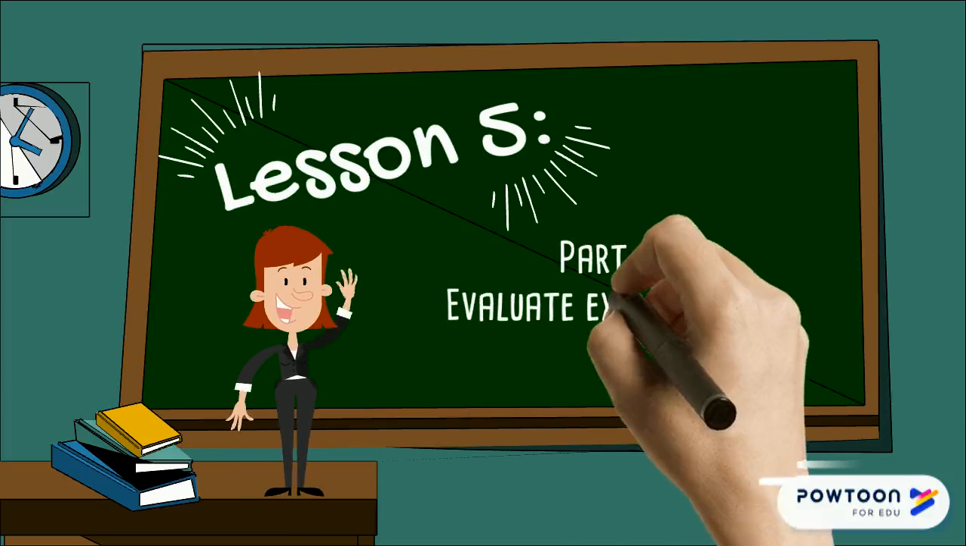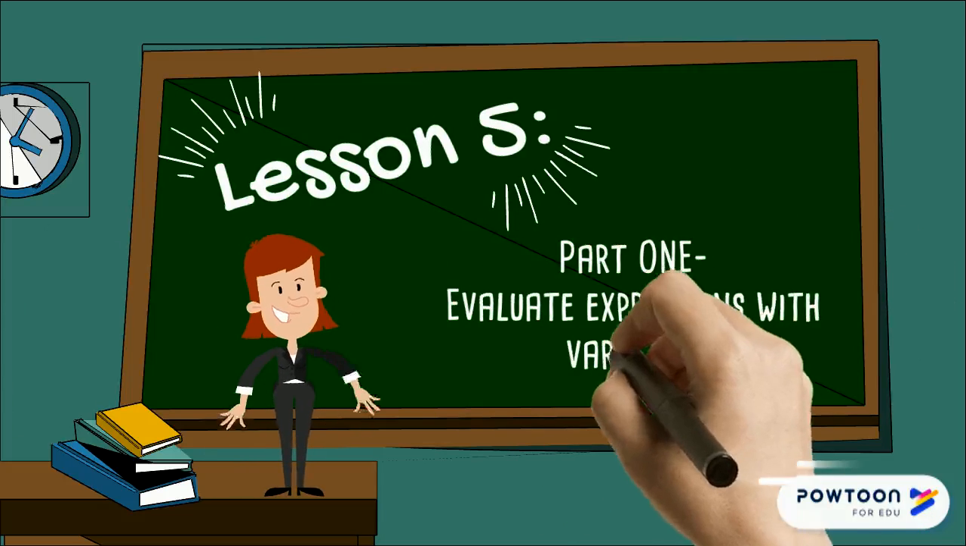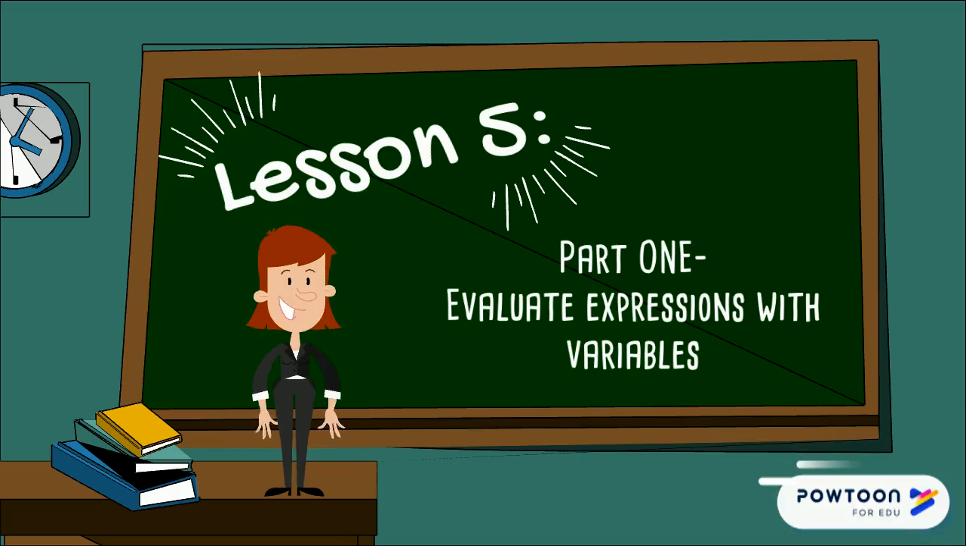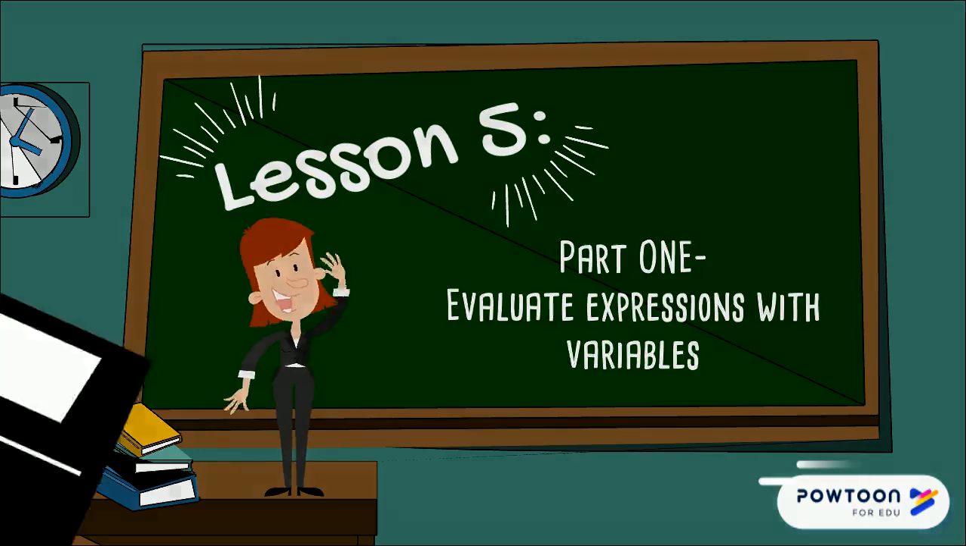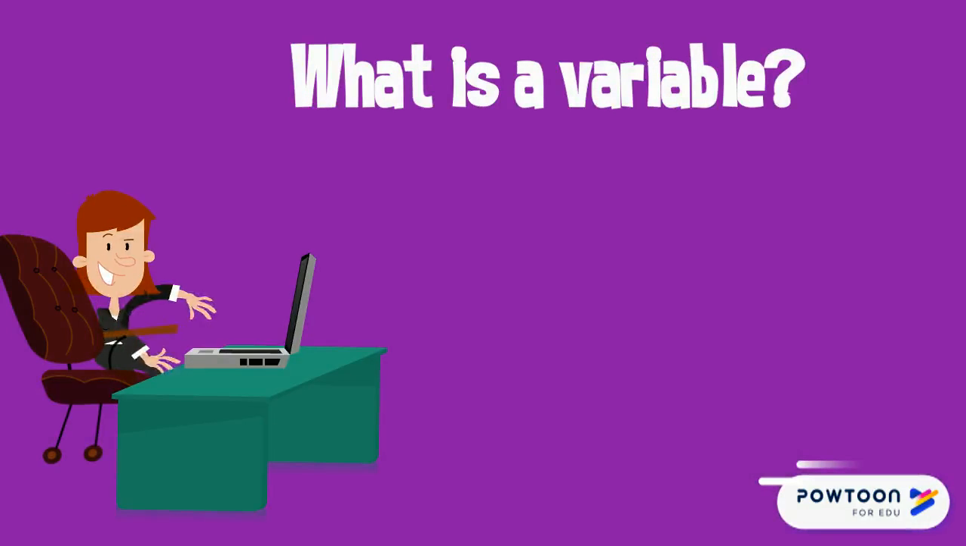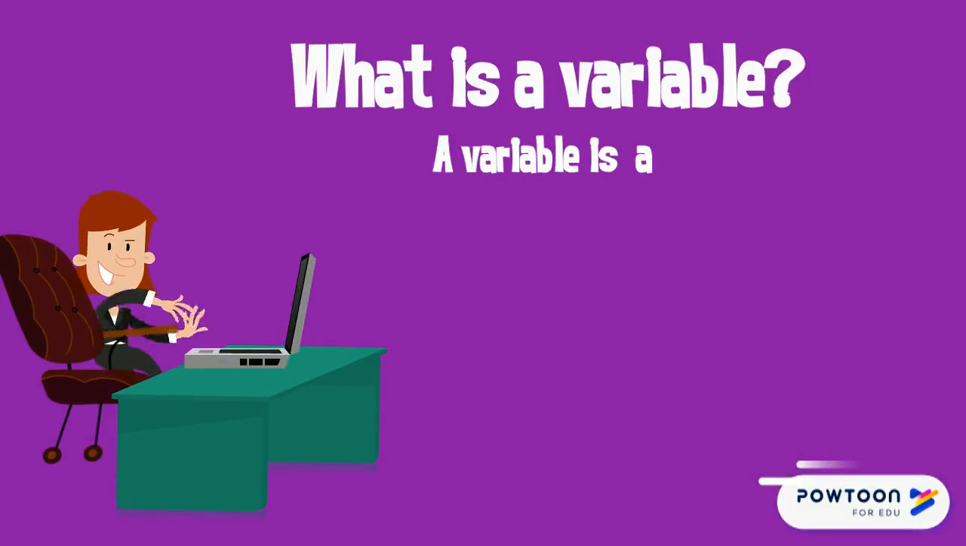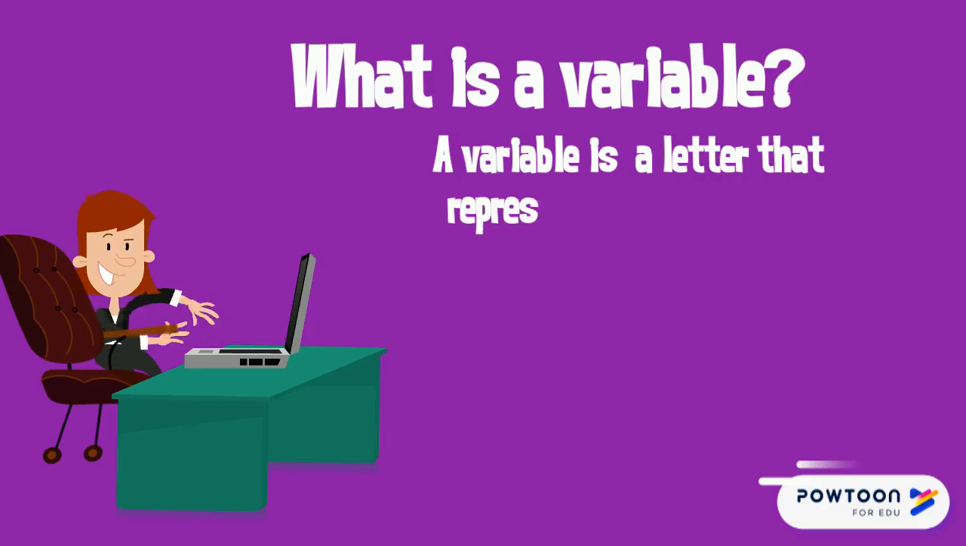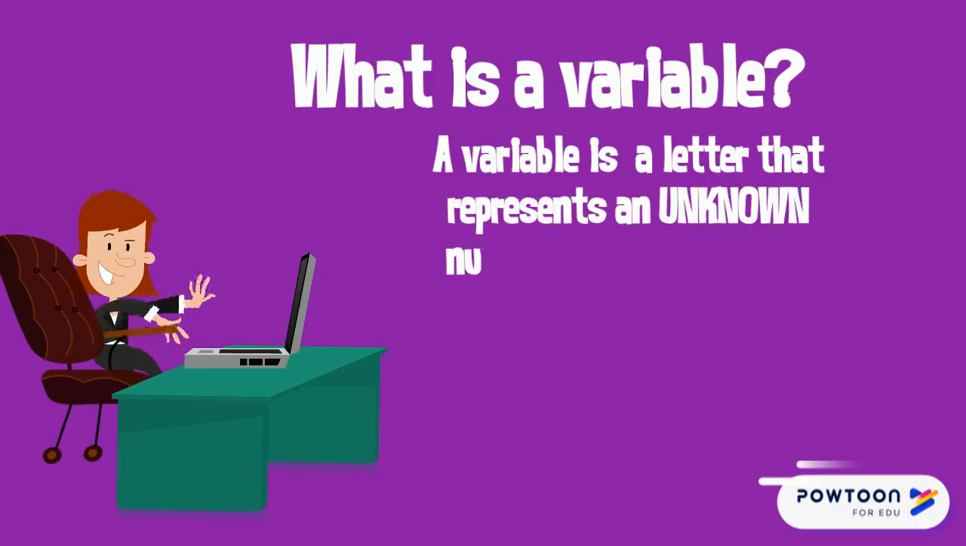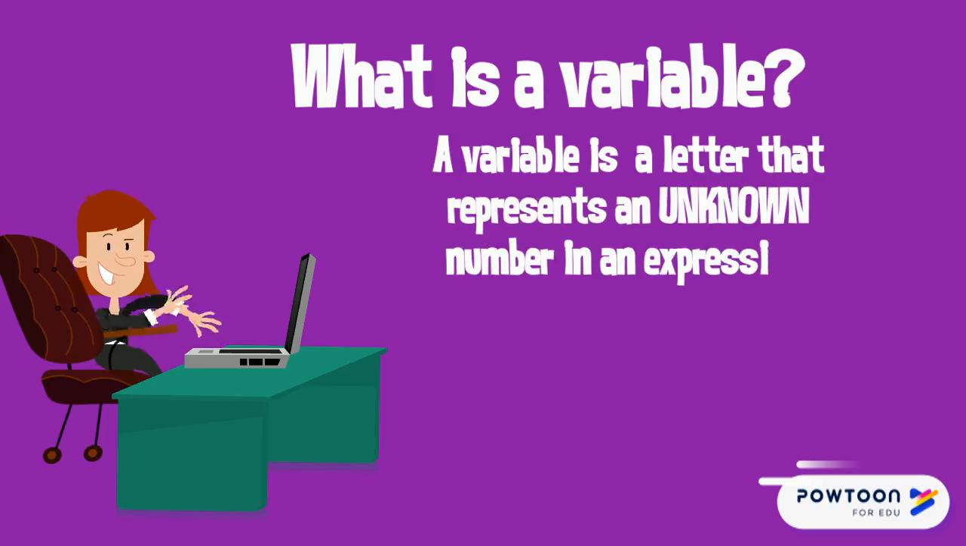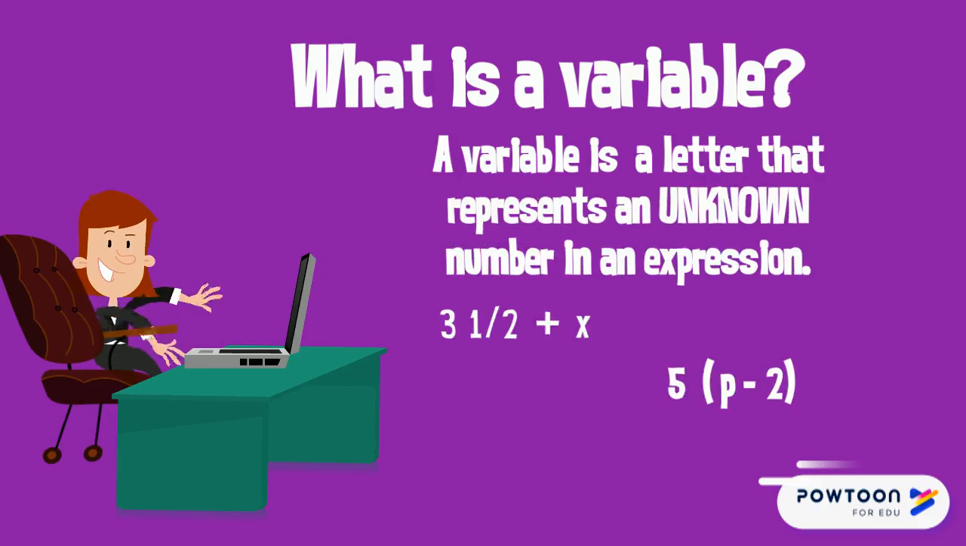This is math lesson 5. This one has two parts. Part 1, we're going to be talking about evaluating expressions with variables. You might be wondering, what is a variable? Well, a variable is a letter that represents an unknown number in an expression. Here are some examples of some expressions. See if you can spy the variables in each one.